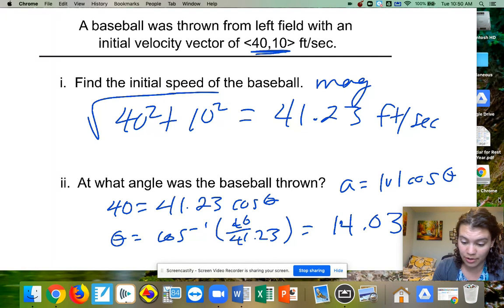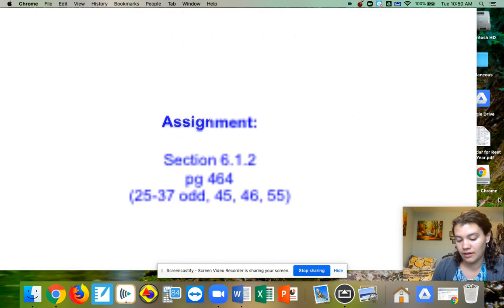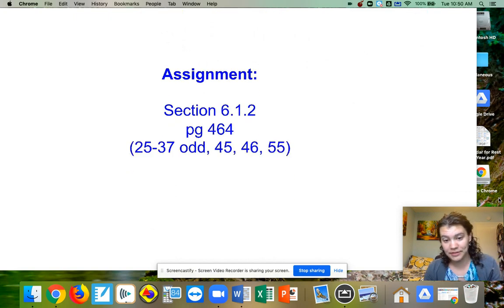And the last step, always, always check to make sure it makes sense. Your original vector up here went 40 in the x, 10 in the y, so you're going this direction. This angle is going this direction. Checks out, makes sense. You're going the right way. You can just leave it. And then again, go on Schoology to check the homework because it might be a little bit different.